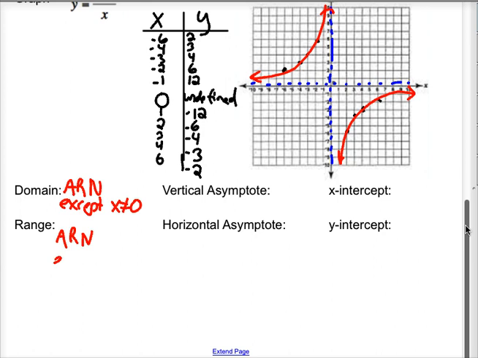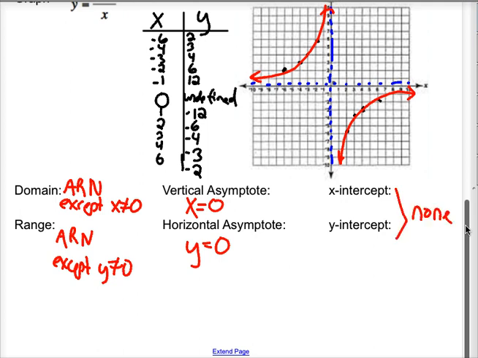Again, the range is everywhere except that asymptote. And the asymptote is at y equals 0. And again, my two asymptotes, well, they're sitting at the zeros. That's where today they're going to sit until tomorrow when we start shifting them around. And then x-intercept and y-intercept, there aren't any because, again, if they can't touch the axes, they're not going to have any intercepts.